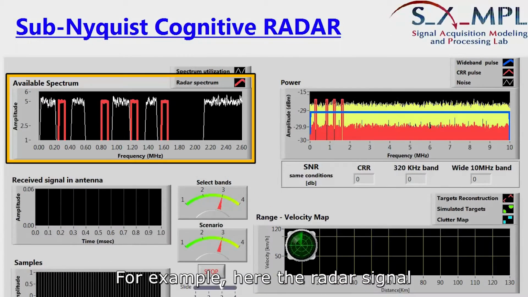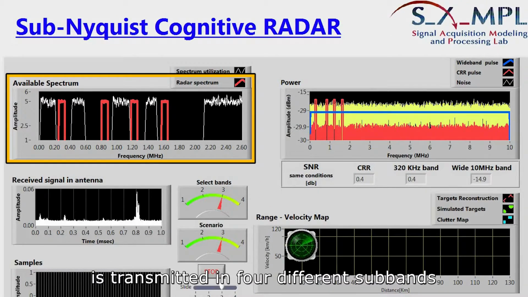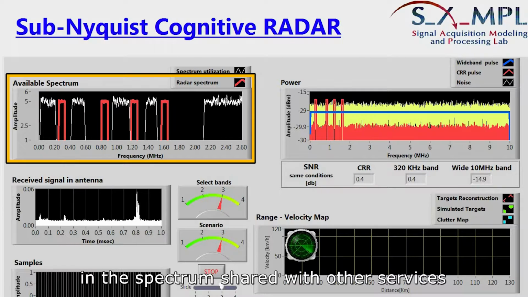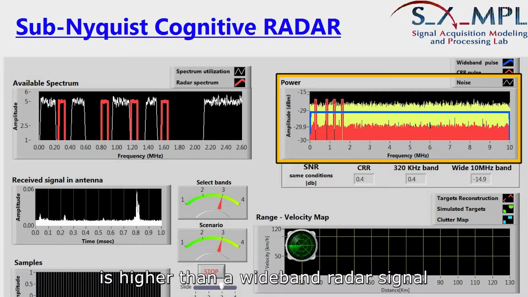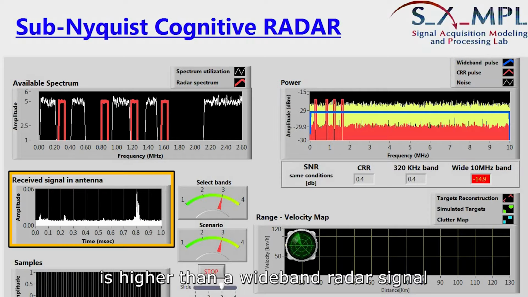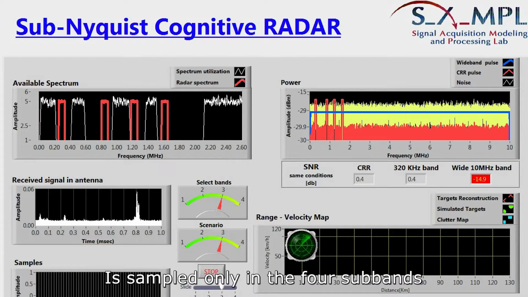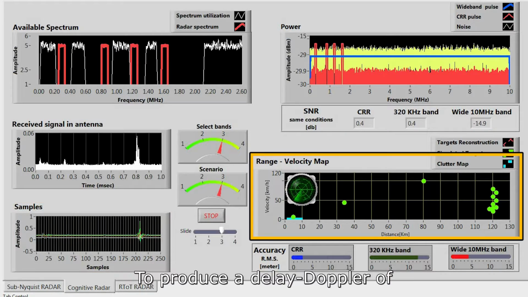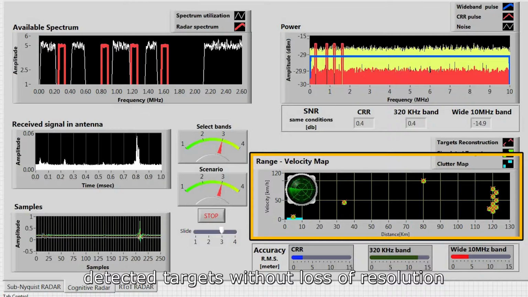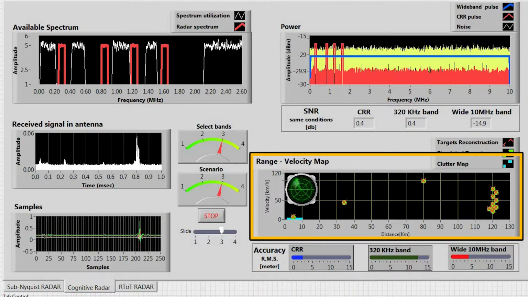For example, here the radar signal is transmitted in 4 different subbands in the spectrum shared with other services. The transmit power in these 4 bands is higher than a wideband radar signal. The received signal in the antenna is sampled only in 4 subbands by the sub-Nyquist radar receiver to produce a delay-Doppler map of detected targets without loss of resolution.